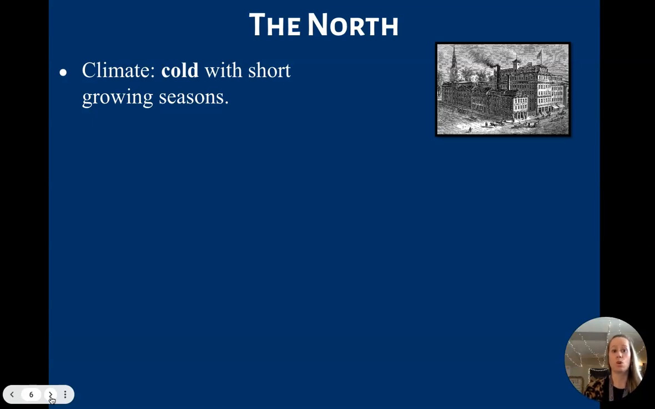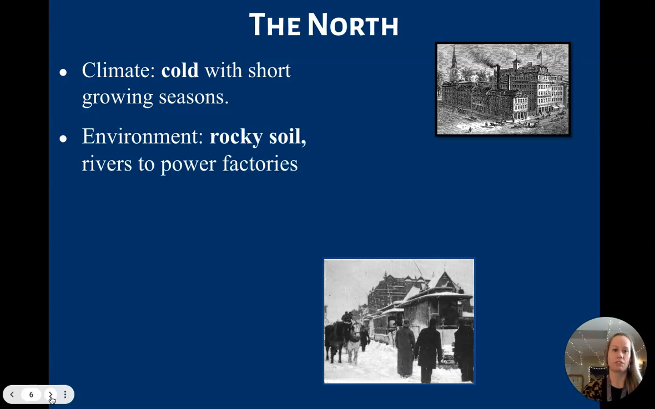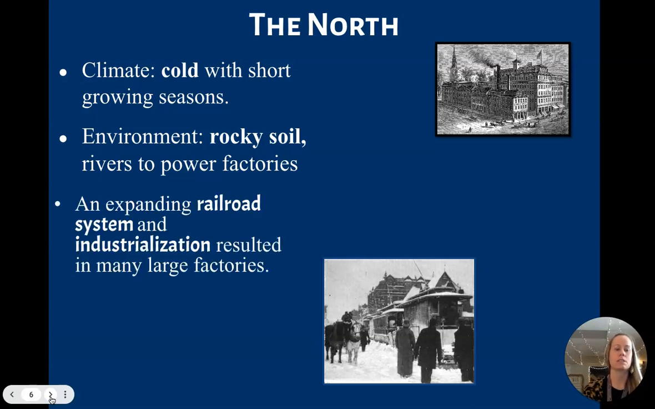North, remember, it's cold. It has short growing seasons, and so it economically is going to develop differently. They have the rocky soil, but they have a ton of rivers to power factories. Because it cannot grow cash crops, it has to find another way to make money. People there have to make money, and so it develops naturally into the industrial hub of the United States.